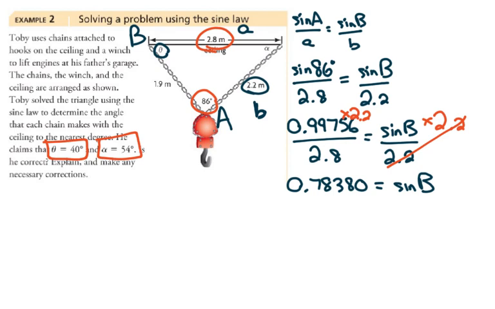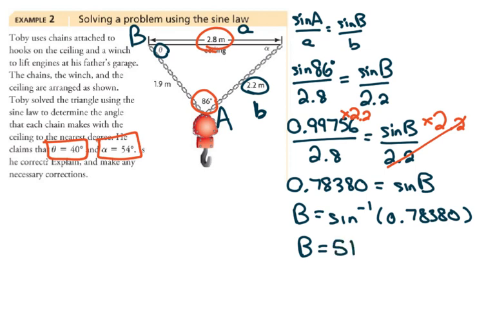Now we have to undo that sine, so we have to second function sine that. So when we go to the calculator, B is going to be sine to the minus 1 of 0.78380. Go ahead and type that in. And what you should get out of that is angle B is 51.6 degrees.